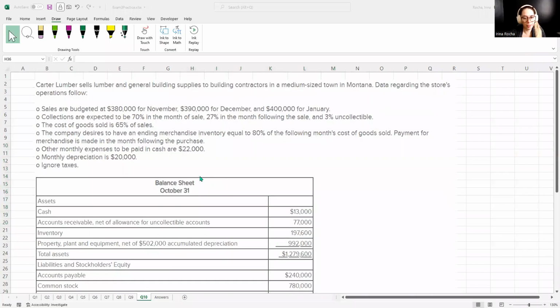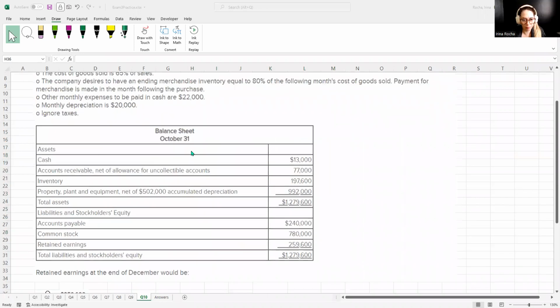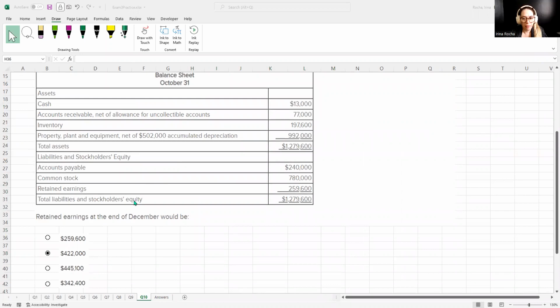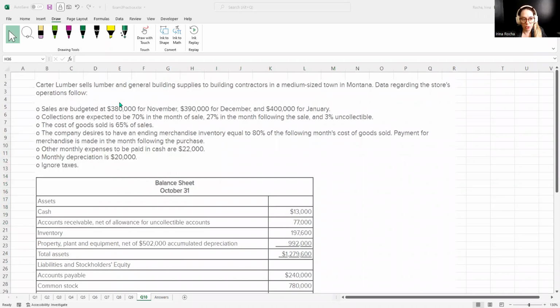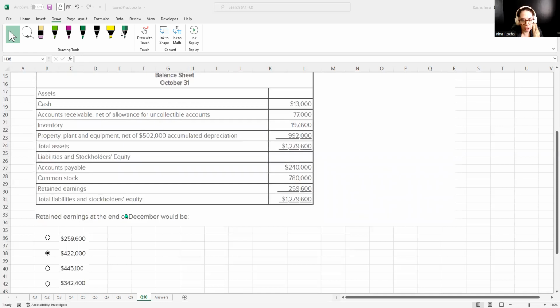And the last one, we had one of those in. The other file that has 5 questions has one of these as well. So here we have information for 2 different budgets. It says, Carter Lumber sells lumber and general building supplies for building contractors in a medium-sized town in Montana. Data regarding the store's operations follows. We have sales, we have to find retained earnings at the end of December.